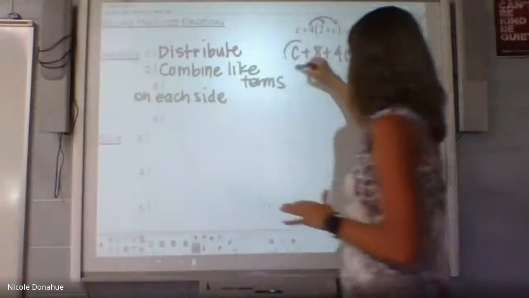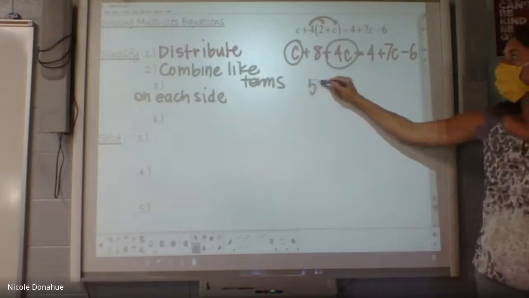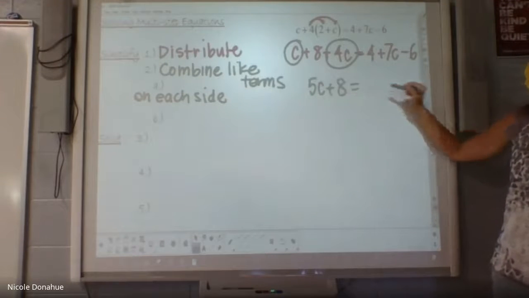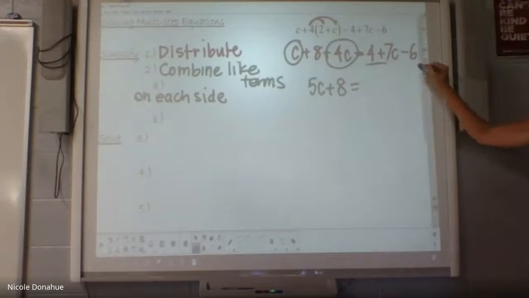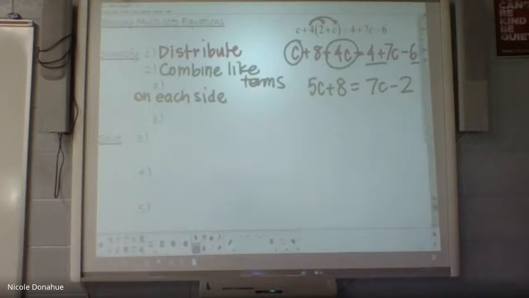So I'm going to look over here, I'll combine these two first. And then I'll look over here and I can combine those two. So I combined on each side of the equal sign separately there.